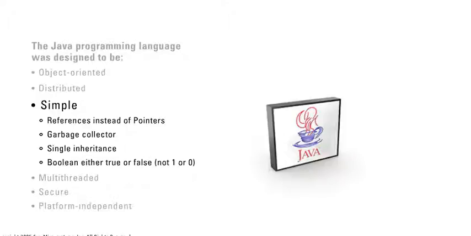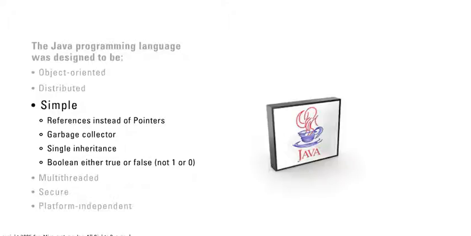So instead of using pointers, you use references. You no longer have to remember to deallocate your memory because there's a garbage collector to do that for you. Multiple inheritance, they got rid of it. You only have single inheritance. So it's things like that that they've been able to simplify, which does make Java a much simpler language than something like C++.